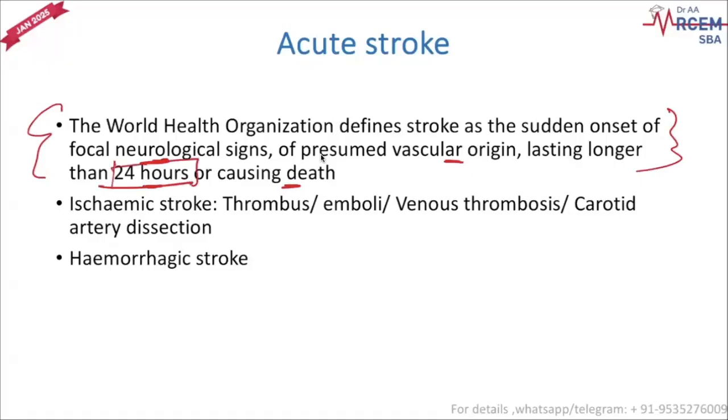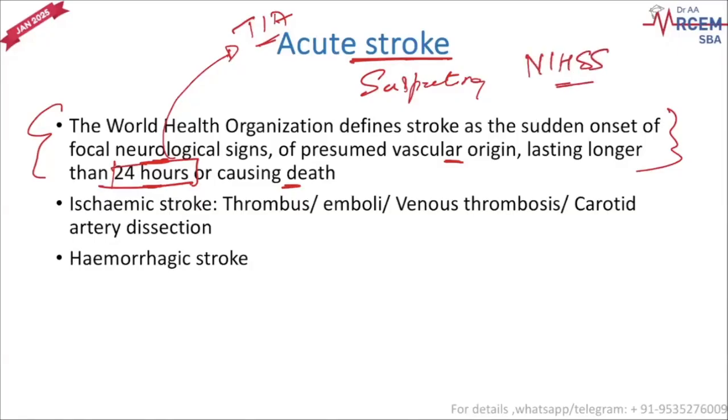Whenever we intervene, we are suspecting it to be a stroke, because if the patient completely recovers, we call it a transient ischemic attack, not a stroke. So whenever we suspect a stroke, we intervene. There is a difference, and for that particular reason NIHSS scoring is done. I'll be talking more about this. So it is a vascular cause.